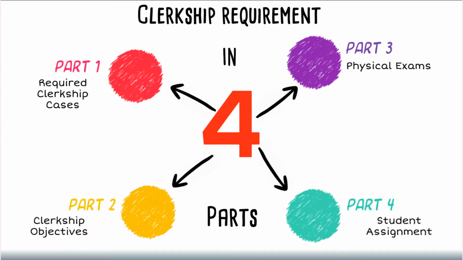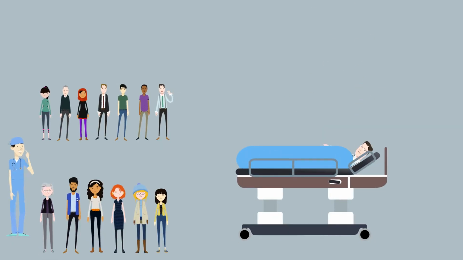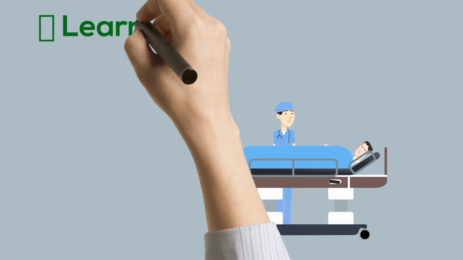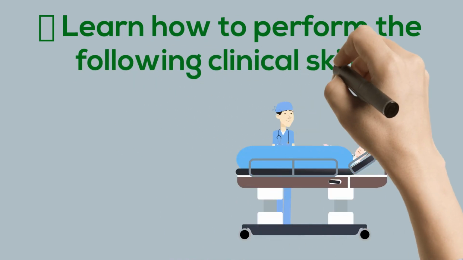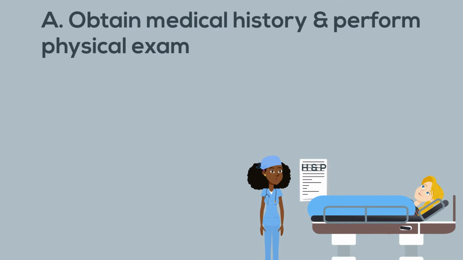The second part of clerkship requirements is the clerkship objectives. Not only it is important for the student to see the cases we mentioned, but they should also learn how to perform the following clinical skills: to obtain medical history and perform physical exam appropriately detailed, accurate, and efficient.